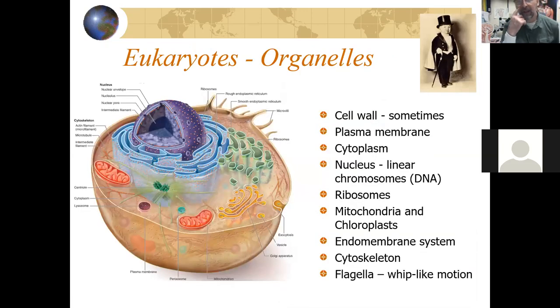Okay, eukaryotic cells are much bigger. They're 10 to 100 times bigger. They may have a cell wall, but they always have a plasma membrane. They too have a fluid-filled inner space called cytoplasm, but then there's lots of organelles inside there. Structures that are like little organs. These little organs perform specific jobs. They're often walled off by their own membrane.